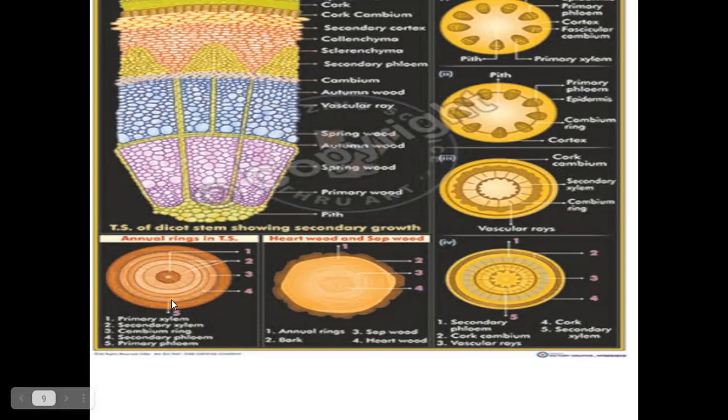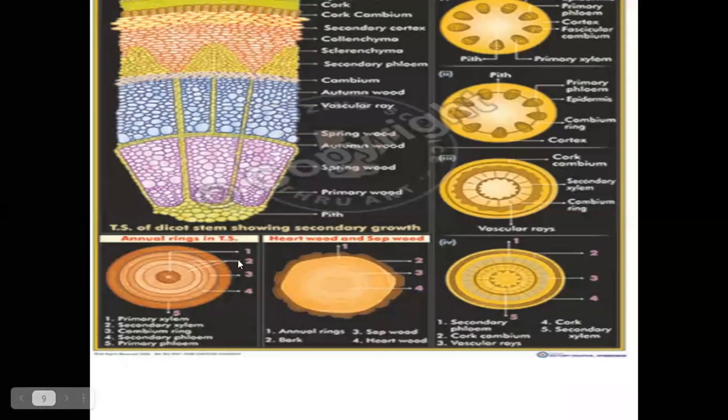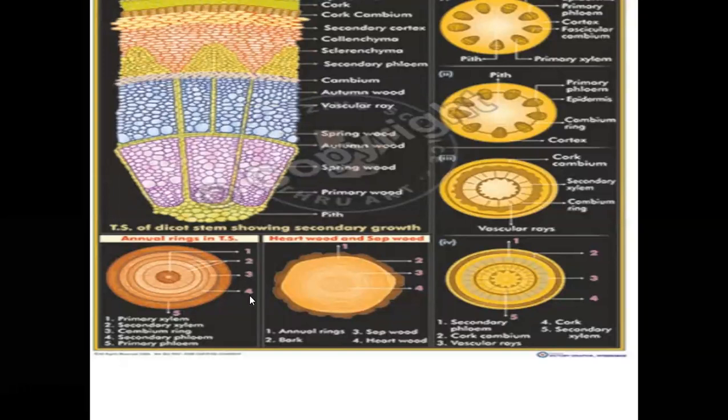We can easily estimate the plant age by the annual rings, called dendrochronology. Here there are 4 annual rings, so we can expect the plant age is 4 years. How do we estimate this? Based on the annual rings: every year one annual ring is developed, containing secondary xylem, which consists of autumn wood and spring wood.